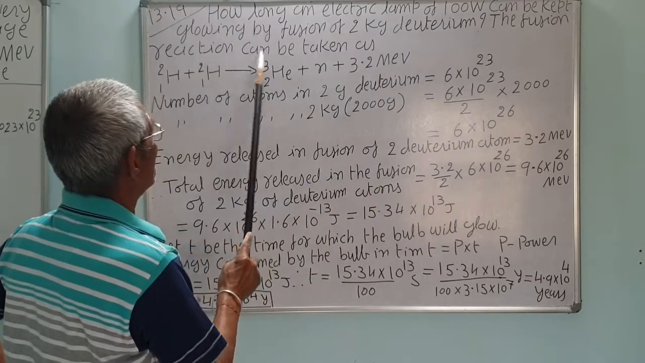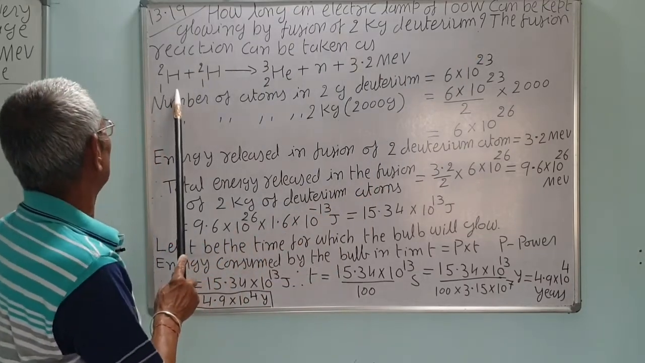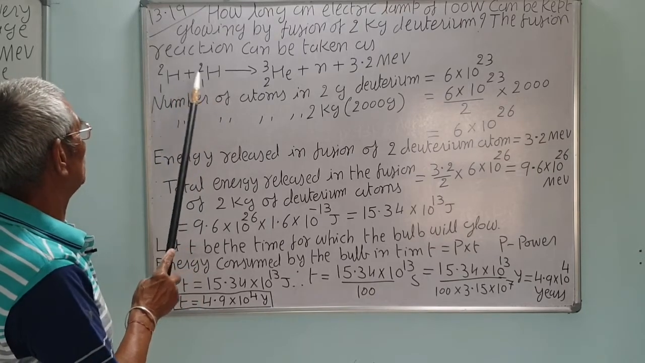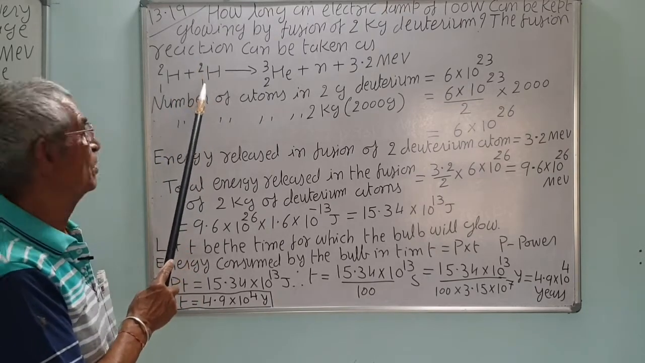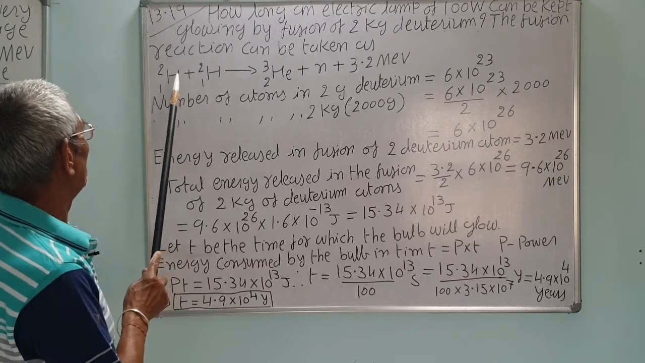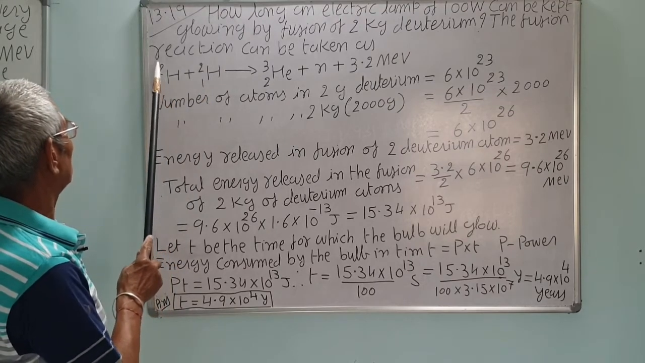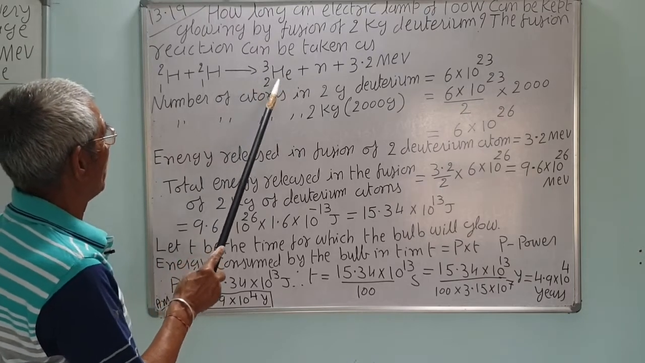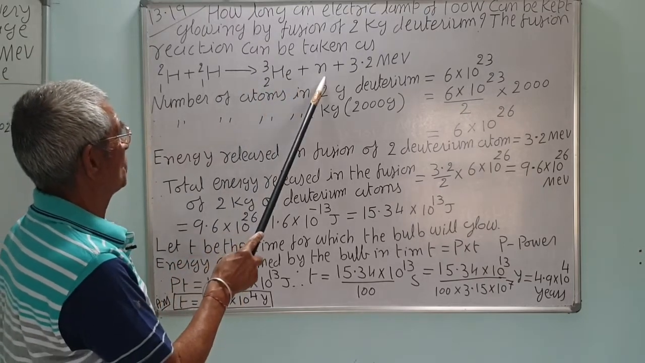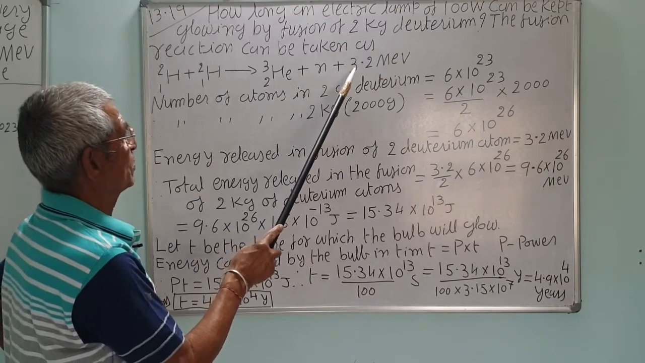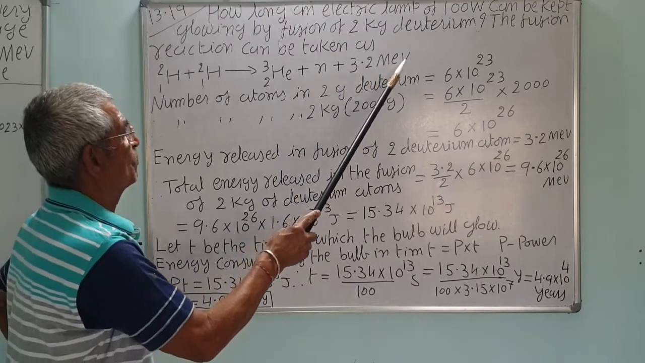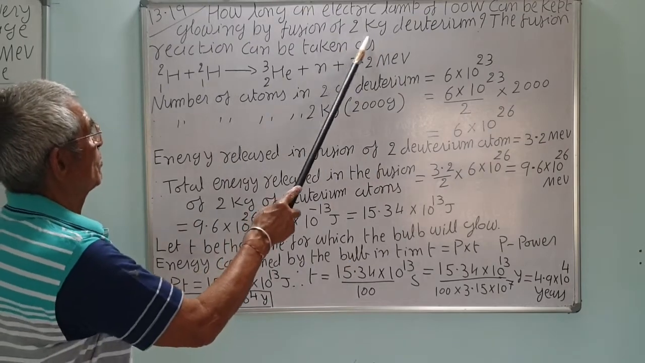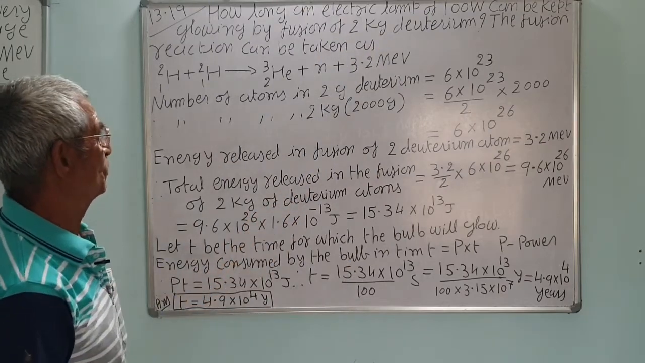The fusion reaction can be taken as deuterium plus deuterium, that is H 1 2, an isotope of hydrogen. It has charge 1 and mass 2. That gives helium 2,3 plus a neutron, and 3.2 million electron volt energy is released. Now, we will have to calculate the number of atoms in the 2 kg.